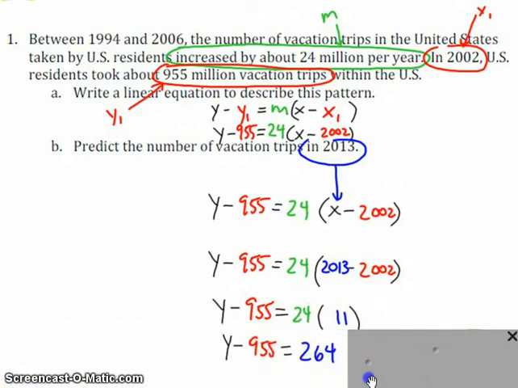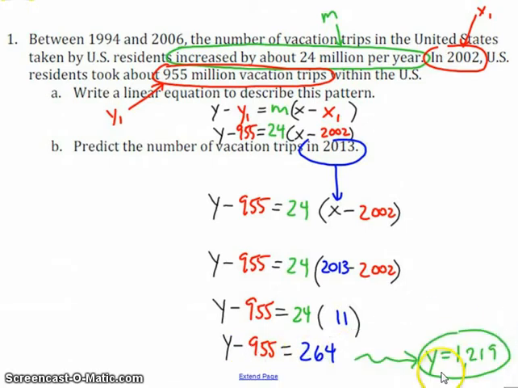Well, 24 times 11 is 264, I believe. I did this in my head, so there's every chance that I made a mistake, and correct me if I'm wrong. If y minus 955 is 264, then y is 1,219.